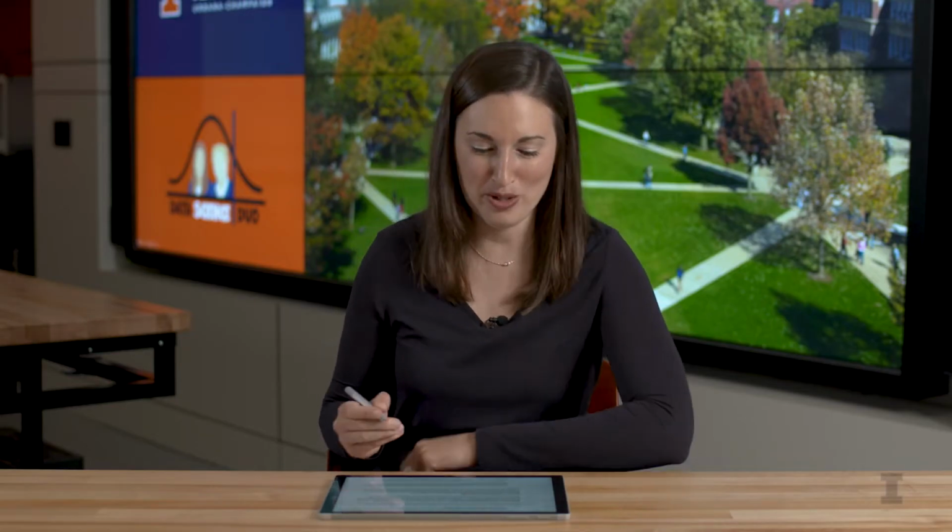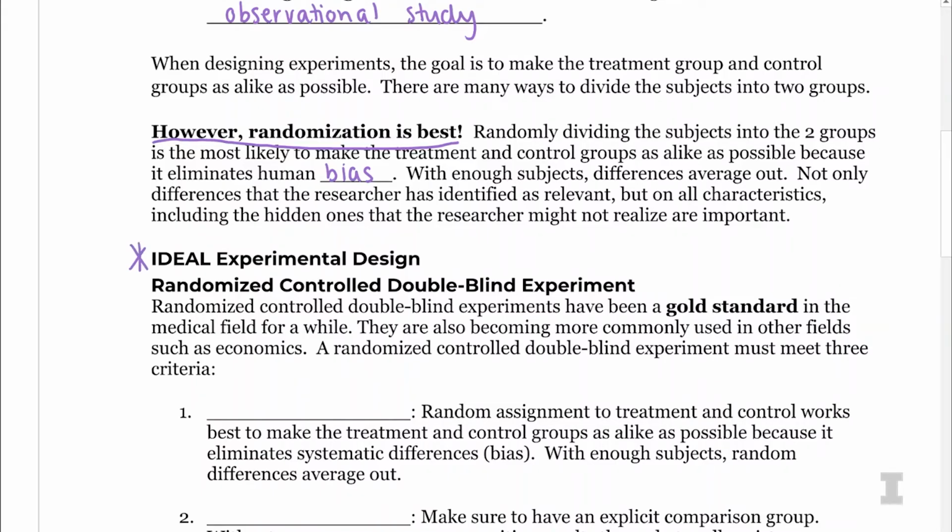So, this brings us to our ideal experimental design. If we could design the perfect experiment, here are the characteristics of what it would contain. We call this the randomized controlled double blind experiment, or sometimes you'll see them called RCTs, which stands for randomized controlled trial, especially in medicine. That's a terminology that they like to use. But like I said, this is the best. This is the gold standard of experimental design. And there are three parts to it.